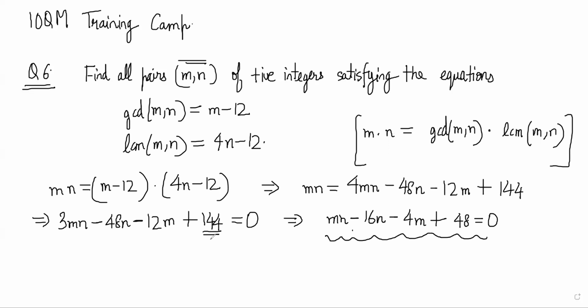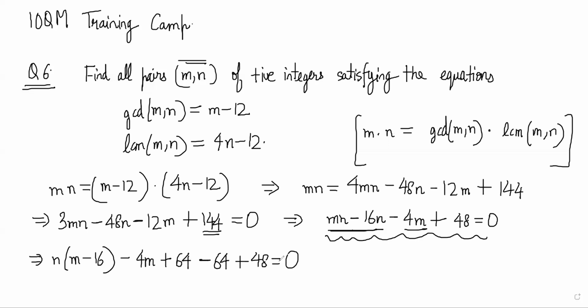Right. So think about it. How do we try to simplify this? Again, we use the same factorization method that we have seen earlier. Notice here, if you take n common, you'll get m minus 16, but I don't have a suitable term here. I have a minus 4m, so I need an m minus 16 factor. So I can do a plus 64.